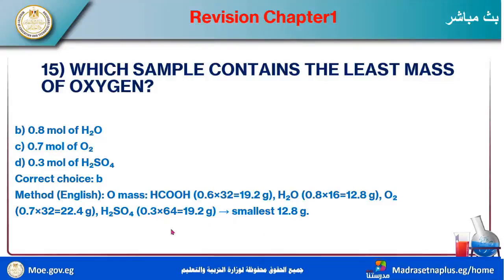The oxygen mass in the first sample equals 0.6 times 32, which equals 19.2 grams. In H2O it equals 0.8 times 16, equal to 12.8 grams. The other oxygen samples have the same numbers. Now the smallest is 12.8, and this is H2O. So H2O has the least mass of oxygen, in 0.8 moles of H2O.